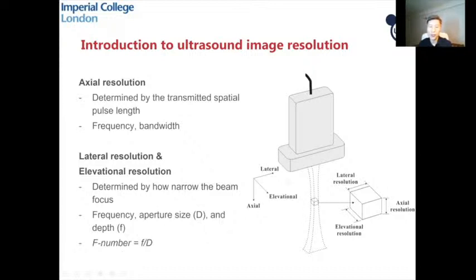So in ultrasound imaging, we quite often use a number called F number, which is the depth of interest divided by the aperture size. And this, you can see, is important in determining the lateral and the elevational resolution.